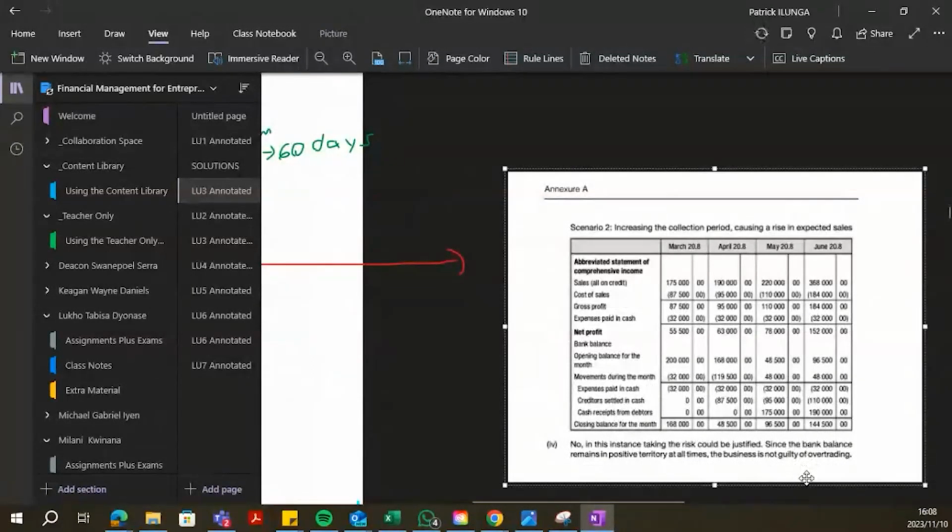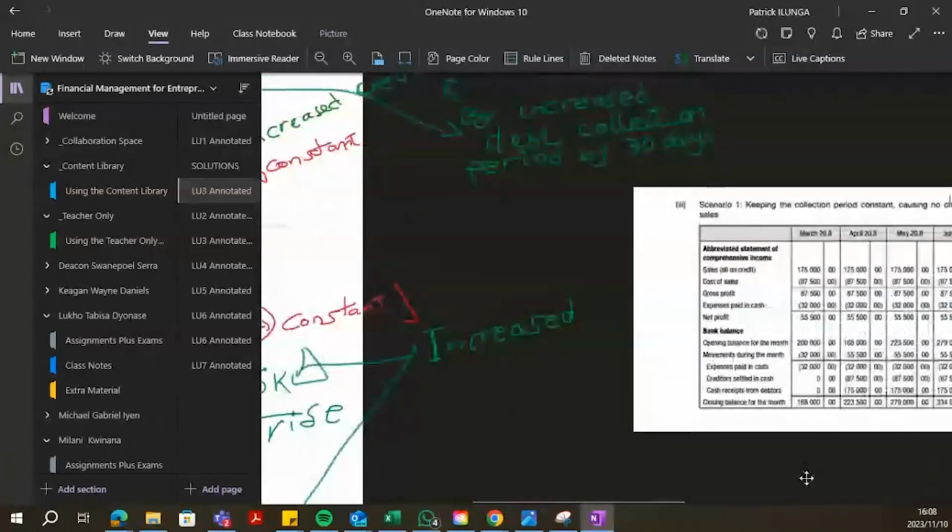So, sir, the goal is to have less money at the closing balance? No, no, no. That's not necessarily the goal. The goal is the profit.